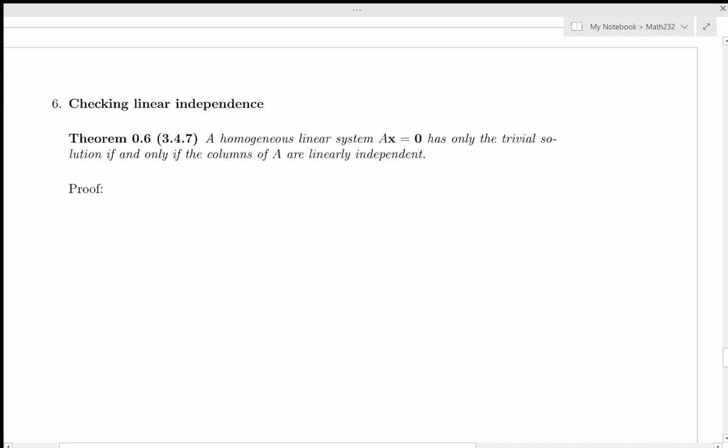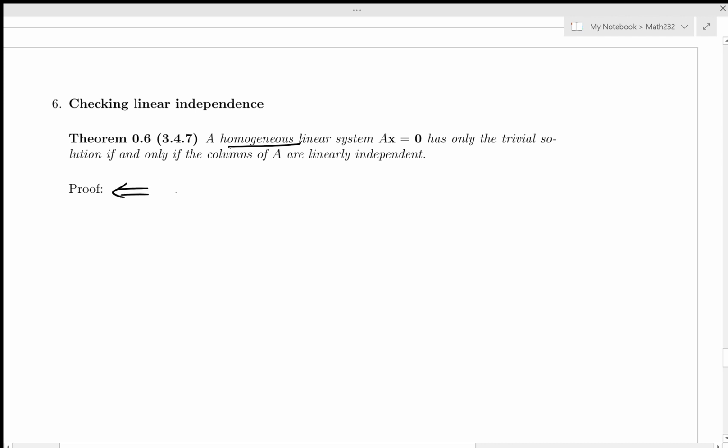We've got a homogeneous linear system, and we're saying that it has only the trivial solution if and only if the columns of A are linearly independent. Okay, so we want to prove this if and only if, so we've got to do both directions. We'll go first in this direction, and we'll assume that the columns are linearly independent.